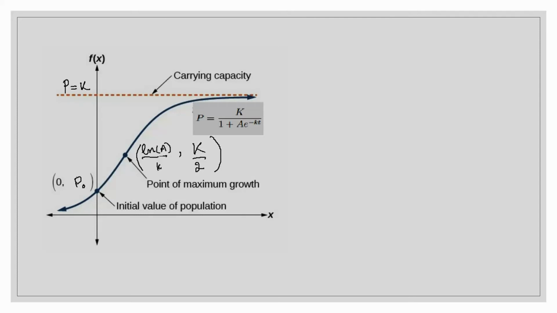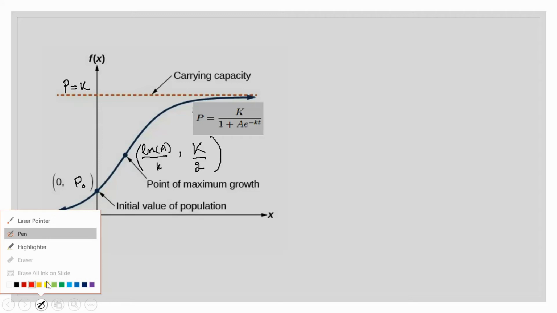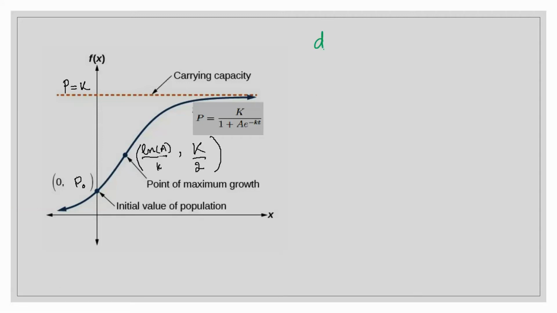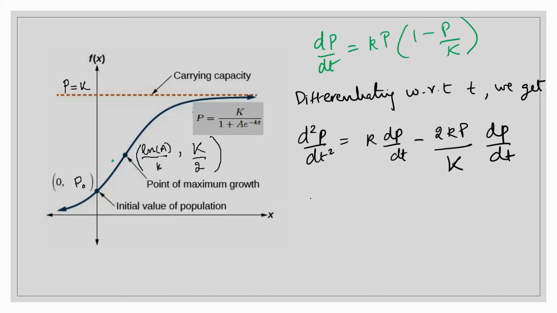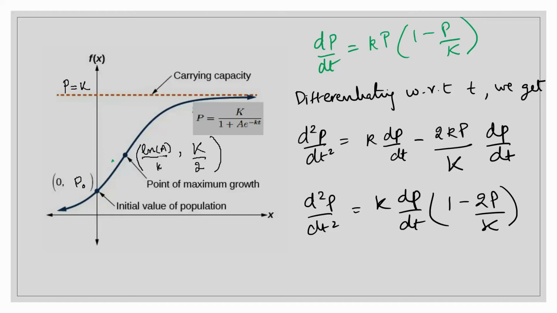So this is an S-shaped curve, and we have already seen what our differential equation is. Our differential equation is dp by dt is equal to small k into p into (1 minus p by capital K). Now if you differentiate this with respect to t, what will you get? You will get d square p by dt square equals k dp by dt times (1 minus 2p by K). Now let's look at when d square p by dt square is equal to 0.